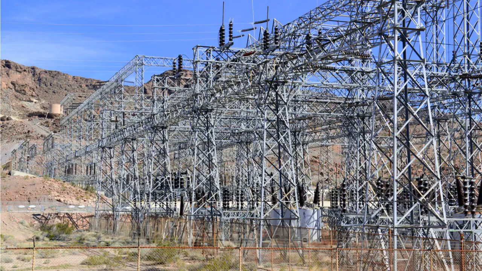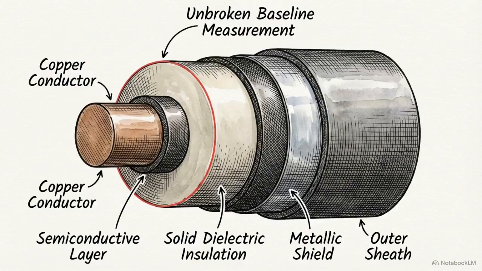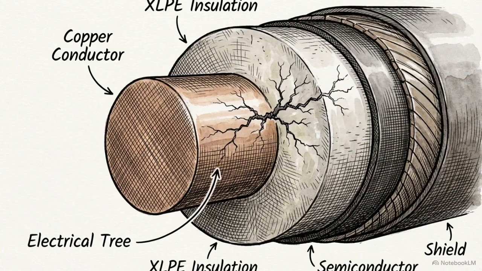Online testing leaves the equipment connected to the live grid. Non-intrusive sensors monitor the asset continuously as it operates under normal electrical, thermal, and mechanical stresses. Offline testing maps the baseline physical characteristics of the insulation. Online monitoring tracks how microscopic flaws react and degrade over time while actively powering the grid.